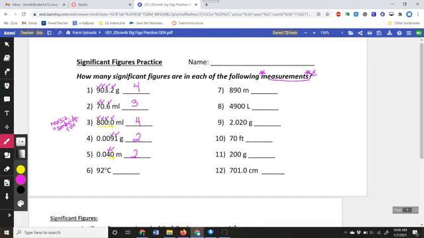Number 6 is my favorite. Check marks above all digits. Well, I just got to the end of the measurement, so I'm done. There are 2 significant figures.